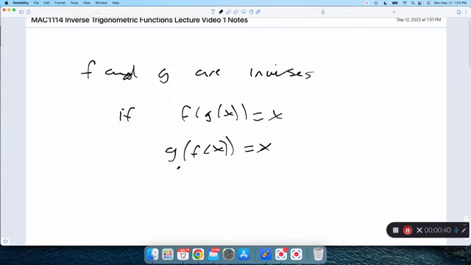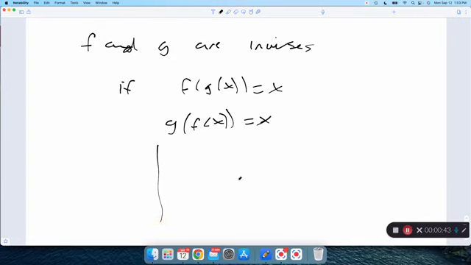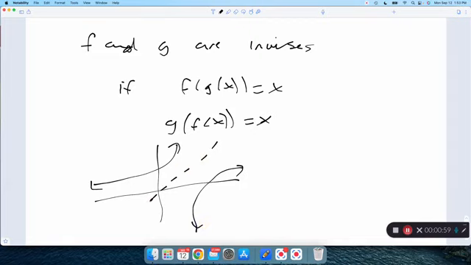They have to both be 1-to-1, and their graphs will be reflections of each other across the line y equals x. So maybe the graph of f looks something like this. Then the graph of g would look something like this. And right through the middle here would be the line y equals x. So maybe this is f and g, and they're both 1-to-1.